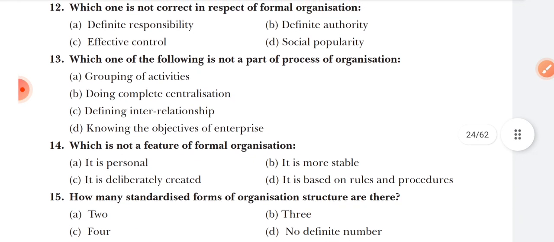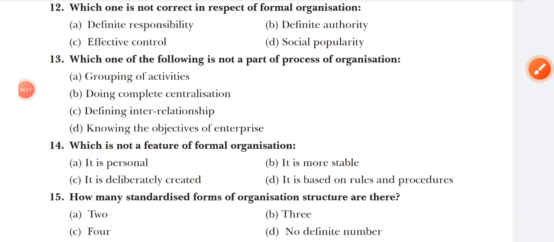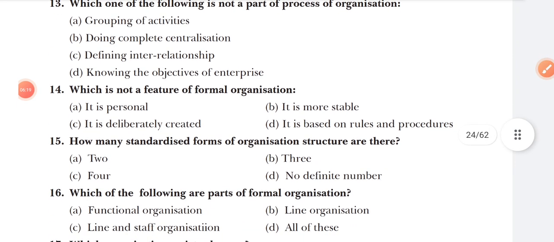Now question 15. How many standardized forms of organization structure are there? 2, 3, 4, no definite number. And the correct option of this question is option D. No definite number.